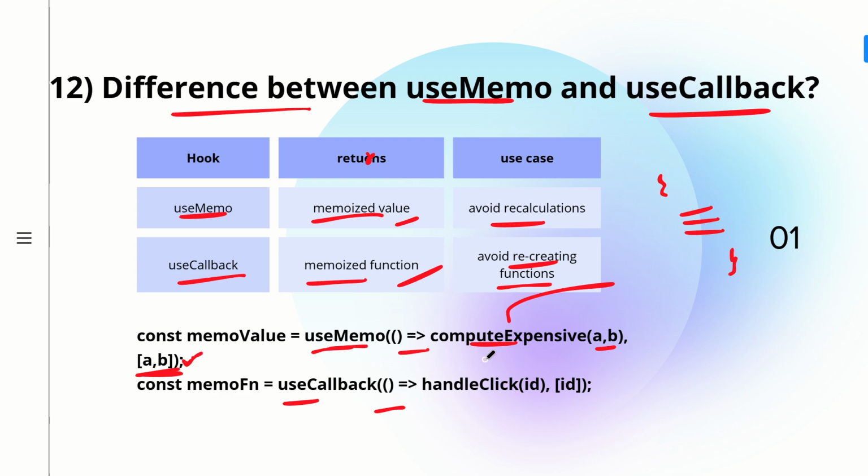It is going to memoize the value of whatever the previous calculation was. In case anything changes in a b, then do the recalculation. If it is not changing, don't recalculate whatever logic you have written in the function. That is how we use useMemo.